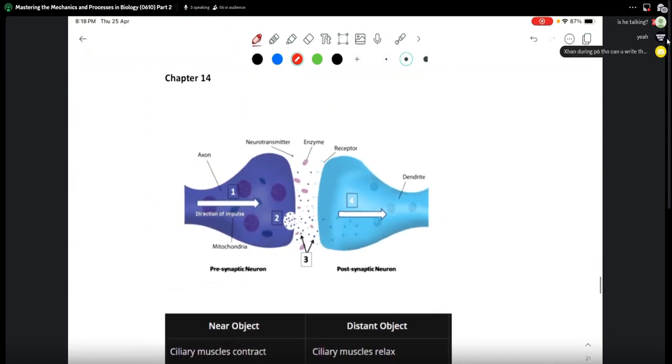So Azlan, during paper 6, can you write the planning question? Yes, you can write in bullet points for that paper 6 experiment question. You can write that in the exam in bullet points.